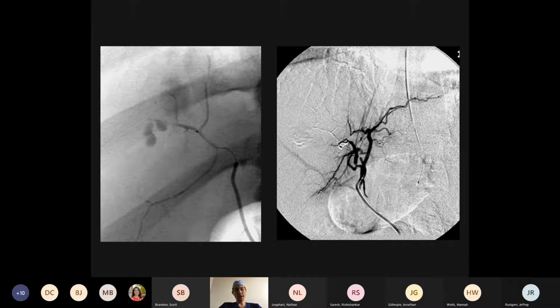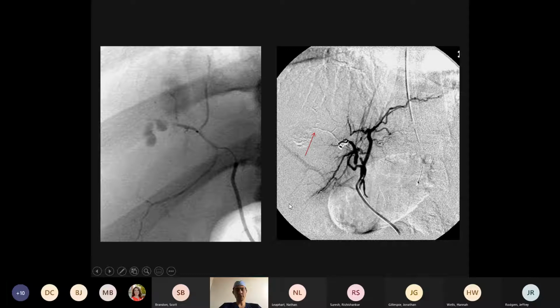So we can get pretty selective in those situations, get a pretty small catheter really close to where the bleeding is, and then we can inject some embolic agents. You can see a coil there.